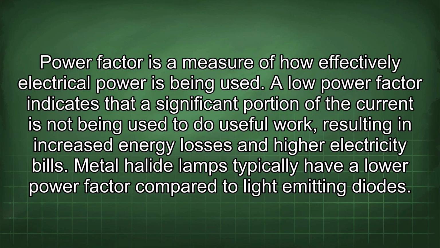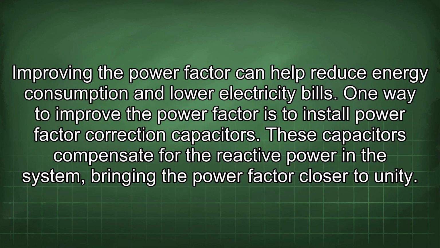Metal halide lamps typically have a lower power factor compared to light-emitting diodes. Improving the power factor can help reduce energy consumption and lower electricity bills. One way to improve the power factor is to install power factor correction capacitors. These capacitors compensate for the reactive power in the system, bringing the power factor closer to unity.